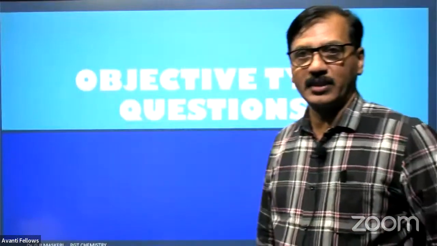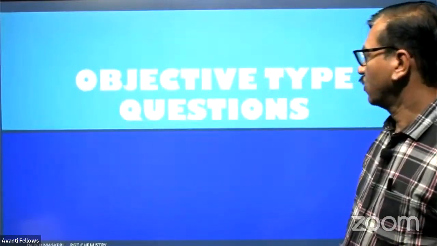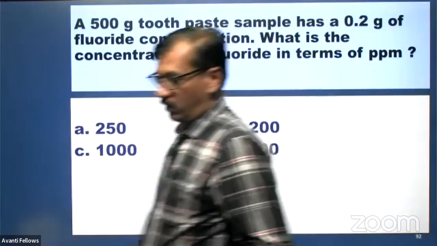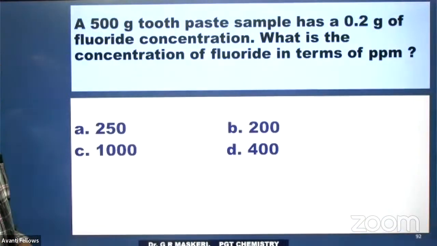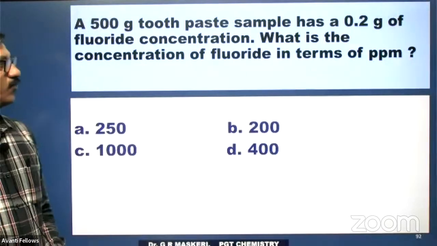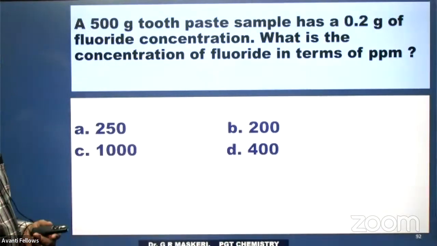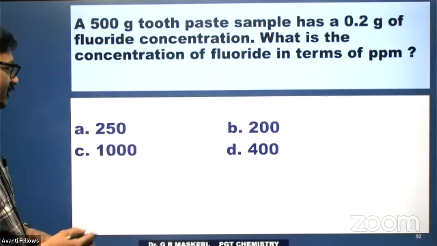Now we'll come to the objective type questions, okay? We'll go through one by one. 500 gram of toothpaste sample has 0.2 gram of fluoride concentration. What is the concentration of fluoride in terms of ppm? Ppm means parts per million.